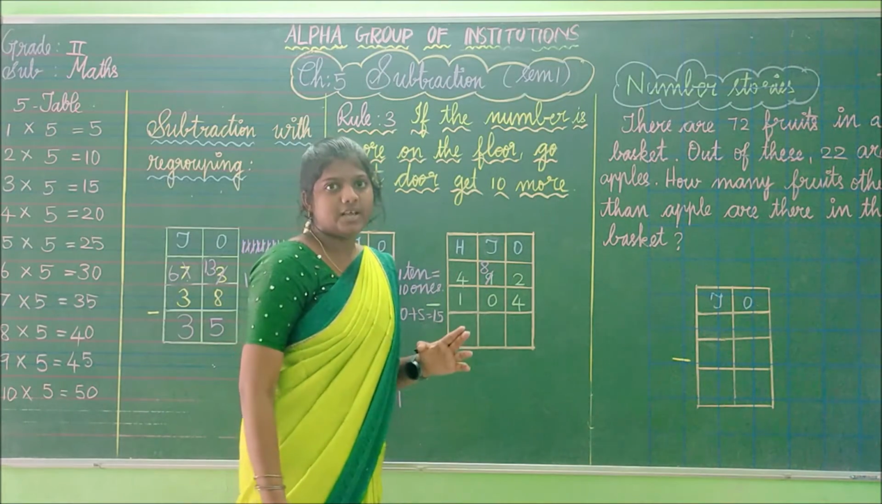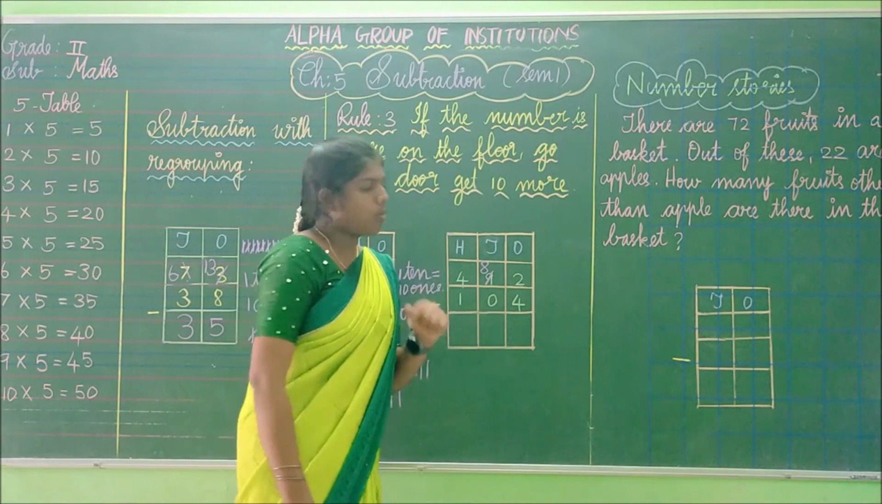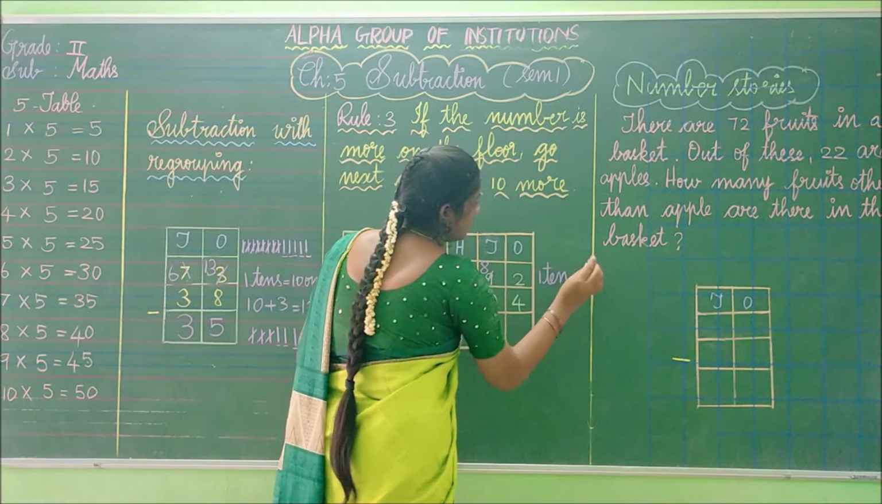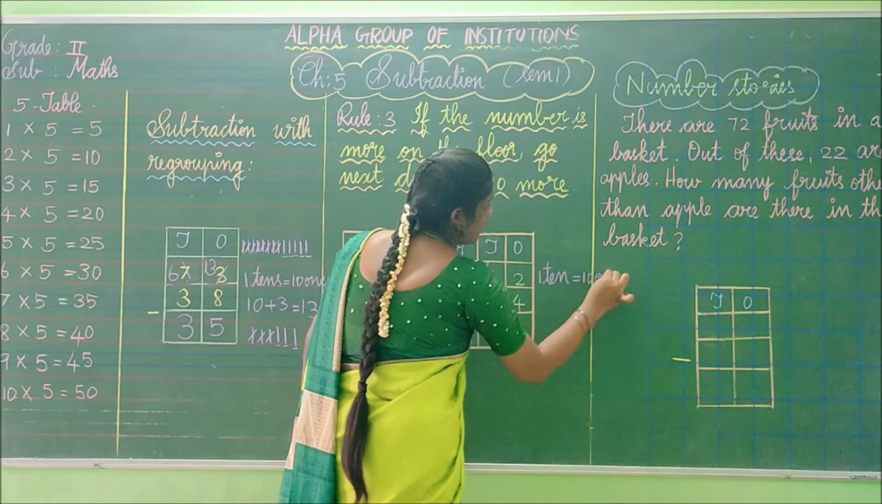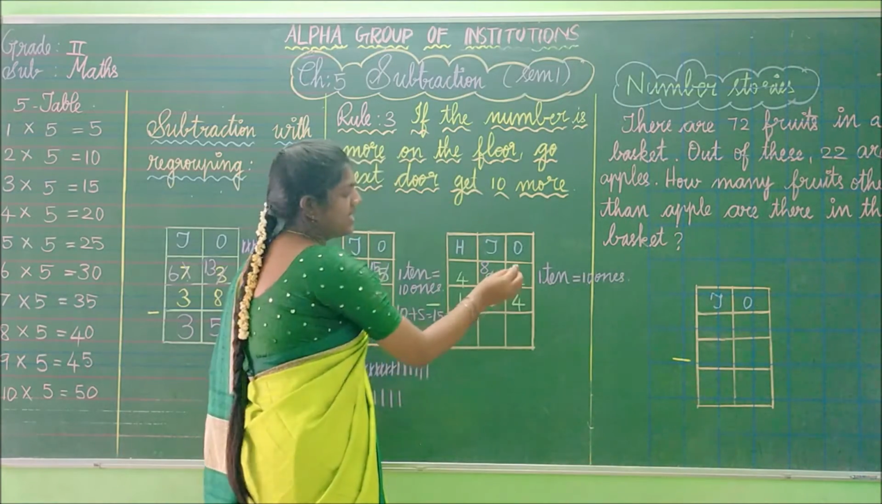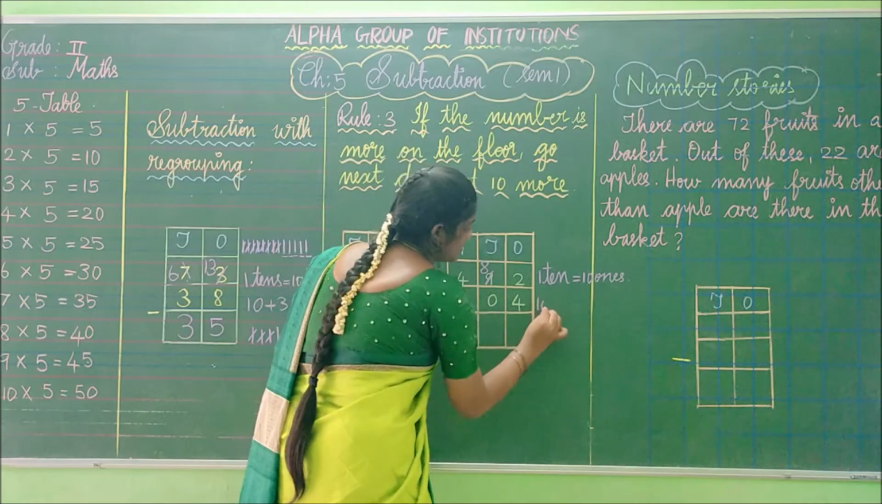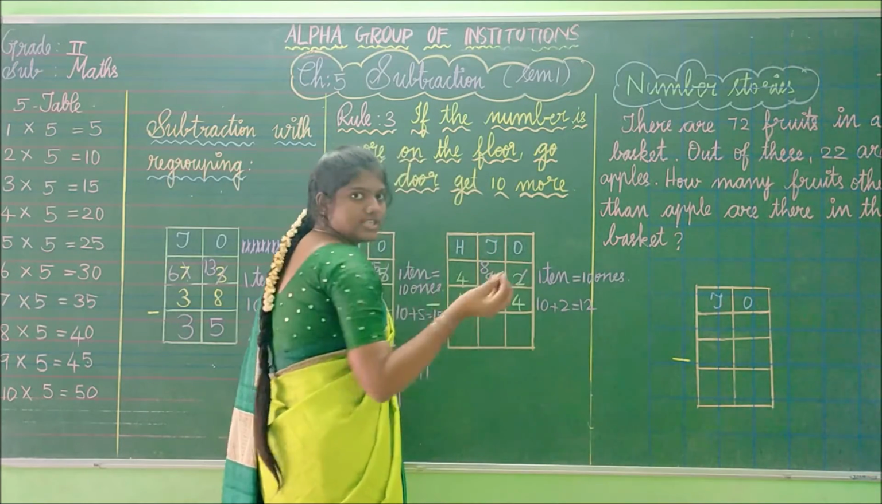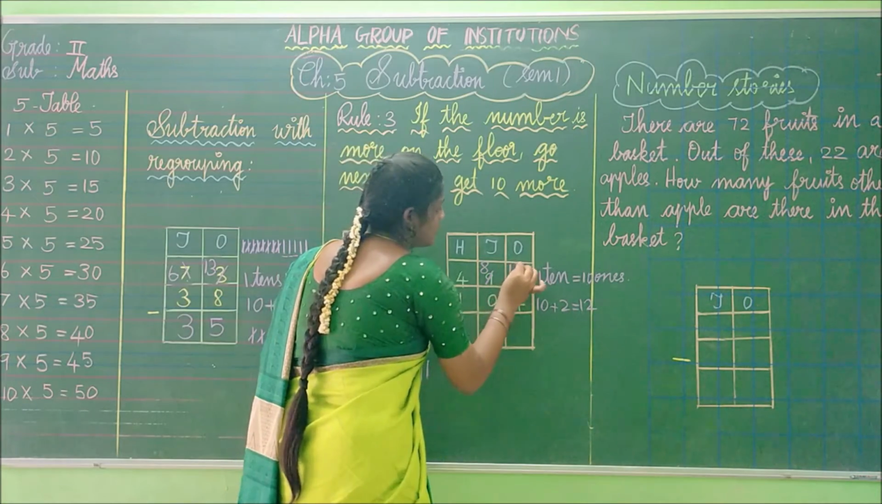So 1 ten is equal to 10 ones. See here, 1 ten is equal to 10 ones. So here we are having 10 ones and here we are having 2 ones. So 10 plus 2 is 12. So I am going to strike this 2 and write 12.